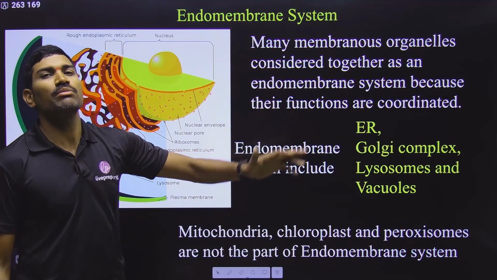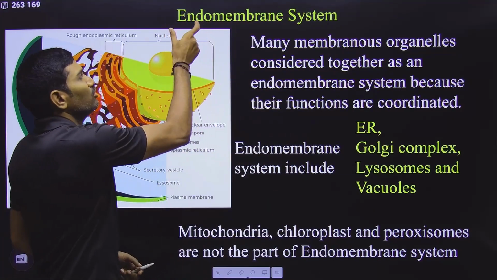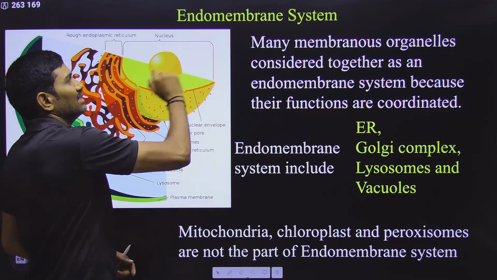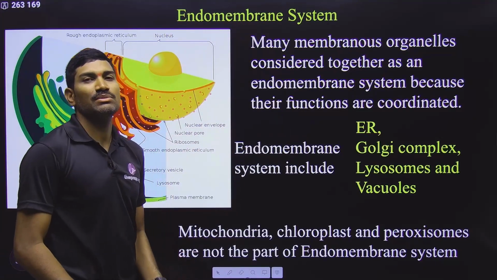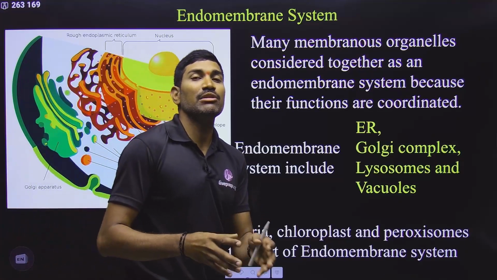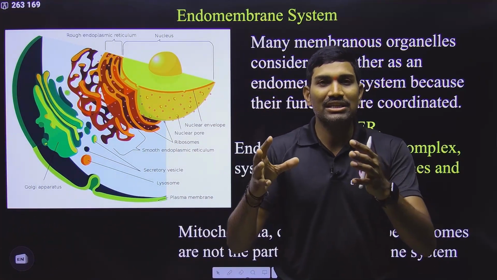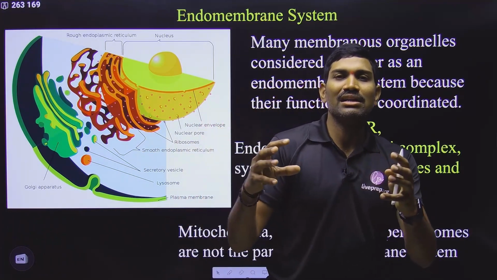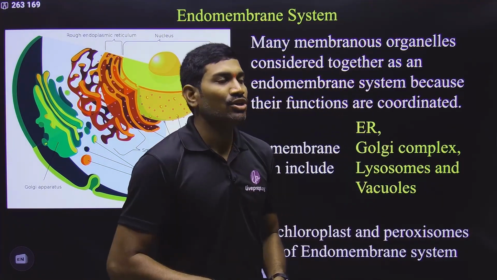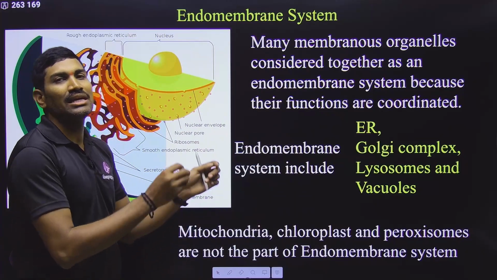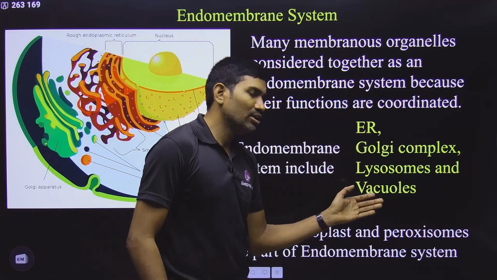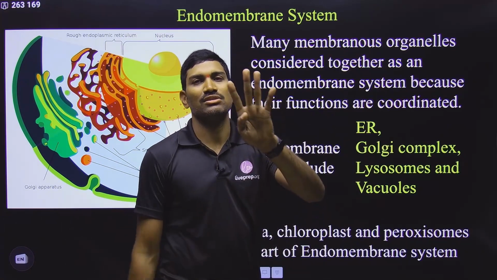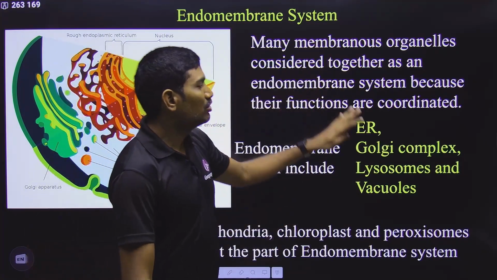Next one is regarding the endomembrane system. What is the meaning of this? Endo means what? Inside. Inside what? Inside the cell, a membrane system is there. That means there are some membrane bound organelles that are functionally interrelated with each other. All those things combined are called the endomembrane system. So what are present in the endomembrane system? Endoplasmic reticulum, Golgi complex, lysosomes and vacuoles. These are the four things present in the endomembrane system.